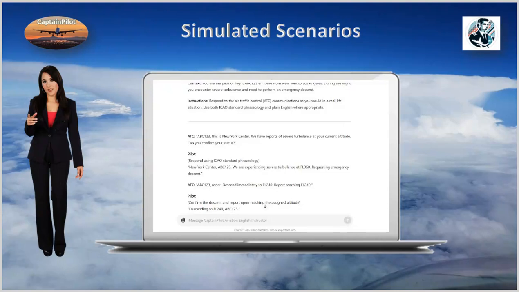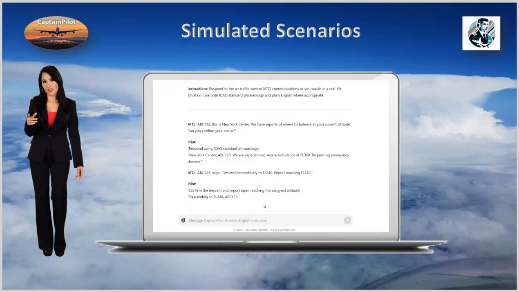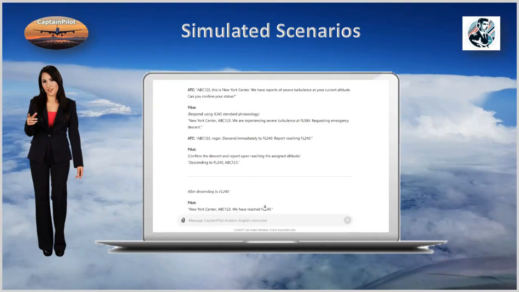ATC: ABC 123, this is New York Center. We have reports of severe turbulence at your current altitude. Can you confirm your status? Respond using standard phraseology. Pilot: New York Center, ABC 123. We are experiencing severe turbulence at FL 360. Requesting emergency descent. ATC: ABC 123, Roger. Descend immediately to FL 240. Report reaching FL 240. Pilot, confirm the descent and report upon reaching the assigned altitude.